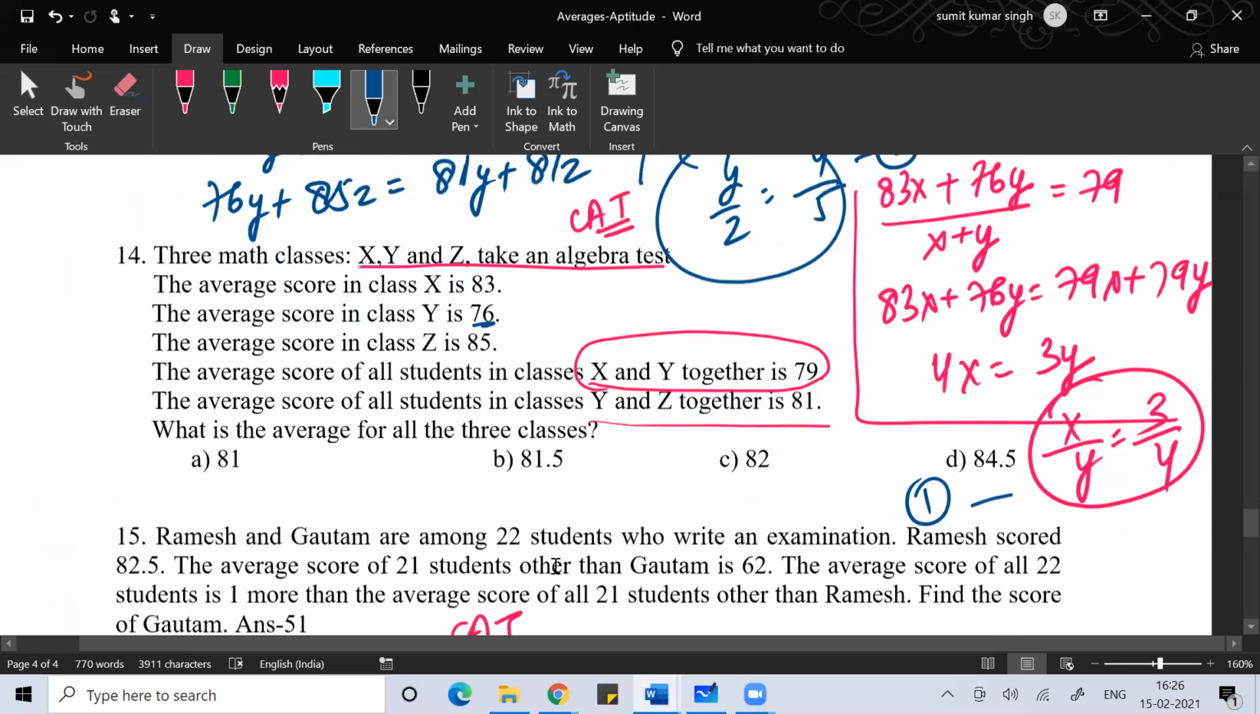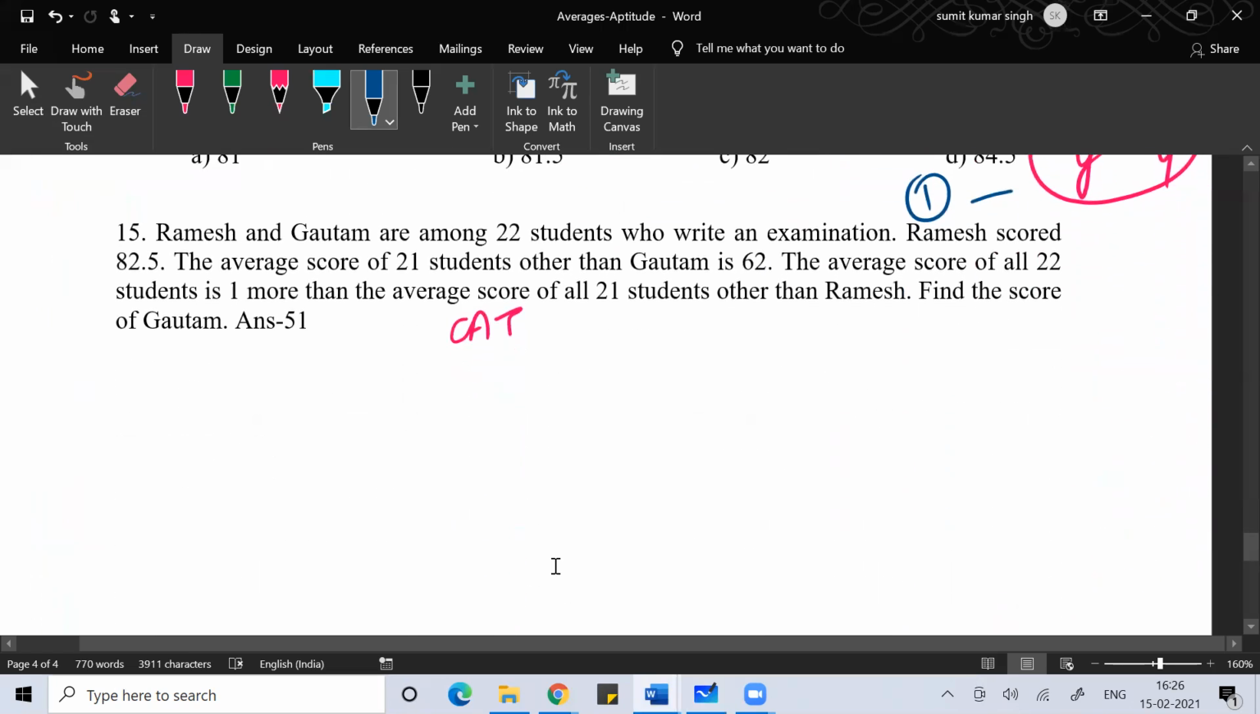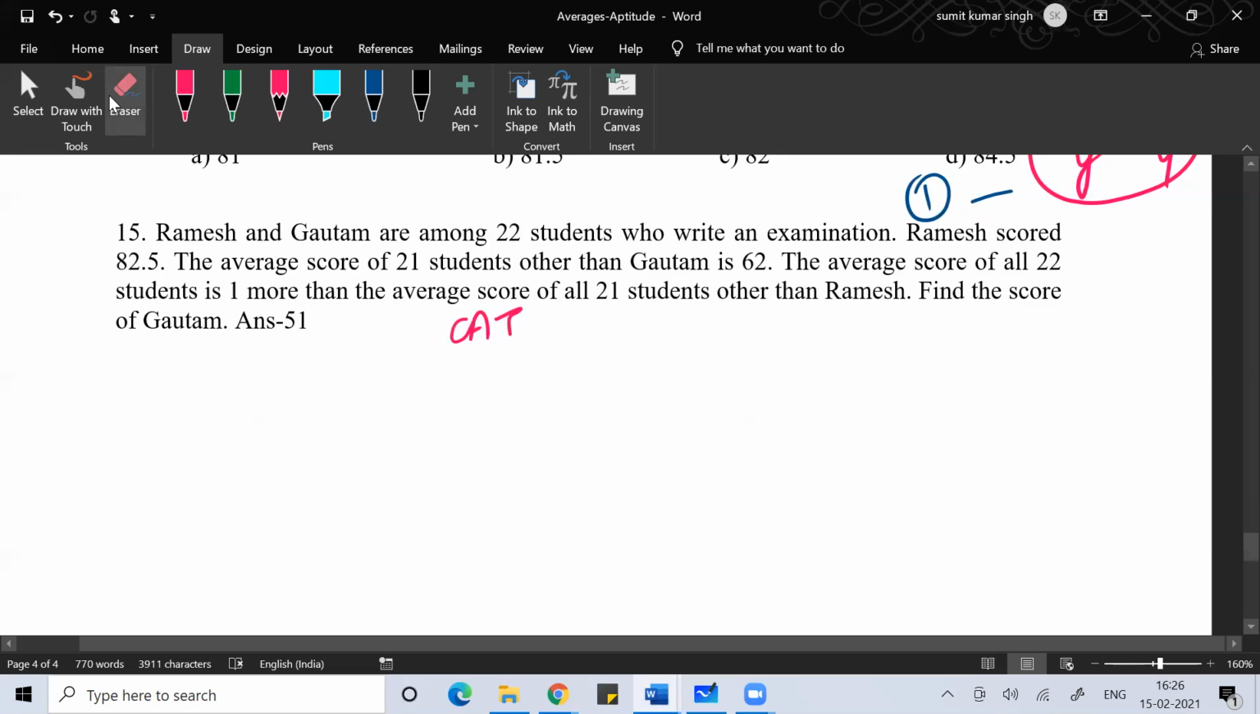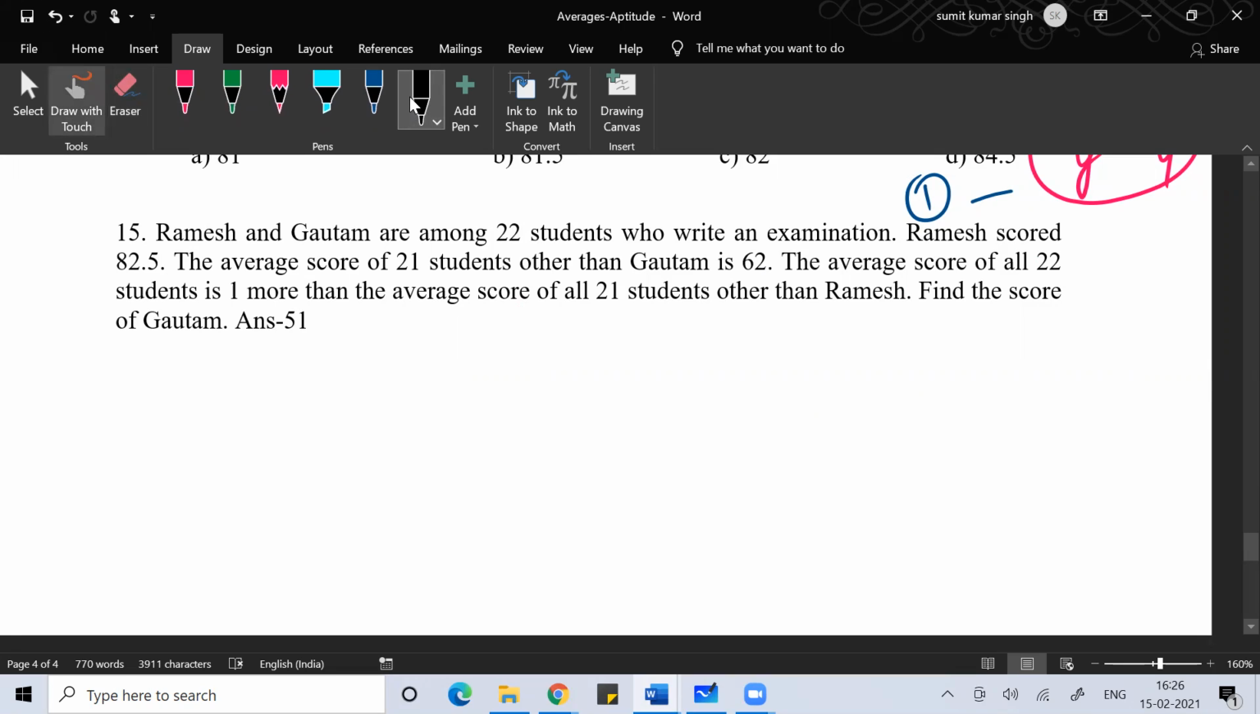Then you see the next question, question number 15, on average. Again, this question came in, I think, CAT 18 or CAT 19. Ramesh and Gautam are among 22 students who wrote the exam. Ramesh scored 82.5.